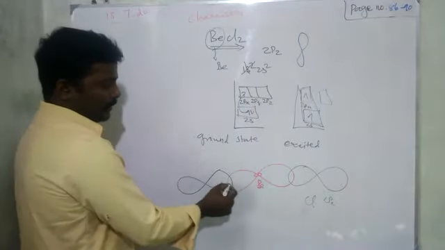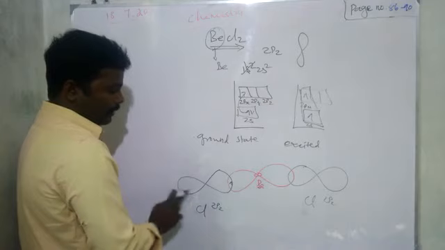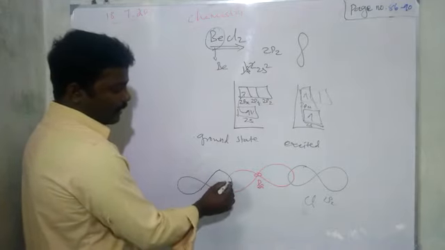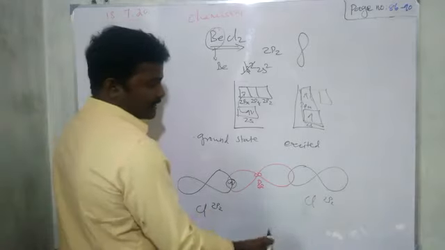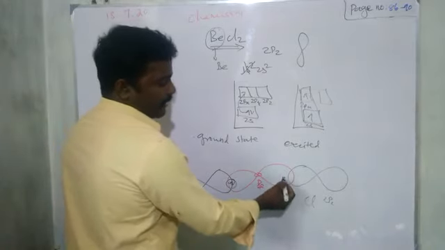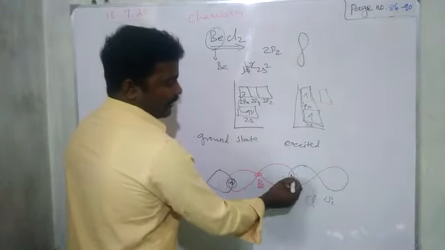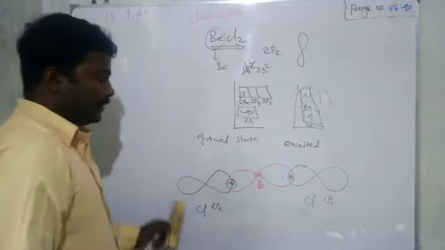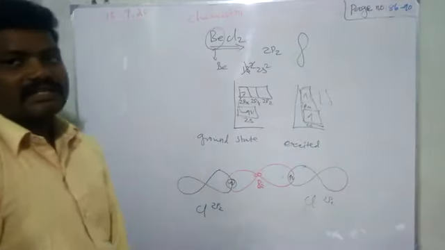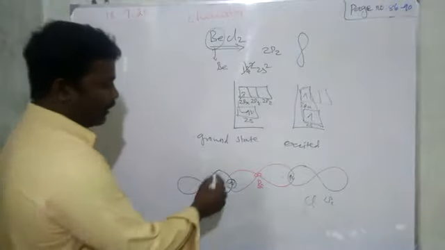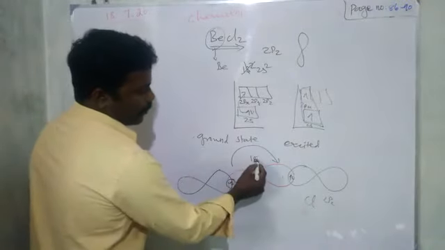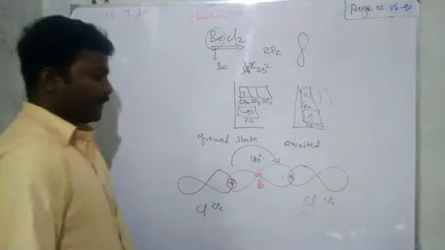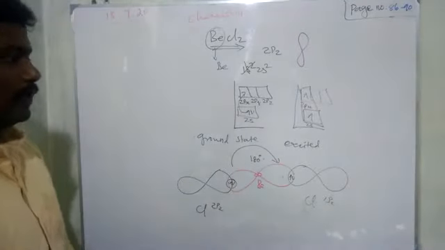Now the hybridized orbital has 1 electron, and this chlorine will give 1 electron, so 2 electrons are occupied in the hybridized region. In the same way, beryllium has 1 electron and chlorine will give 1, so overlapping occurs. Because of this, a linear structure is formed. What is the bond angle? The angle between these hybridized orbitals is 180 degrees. So a linear structure will form.